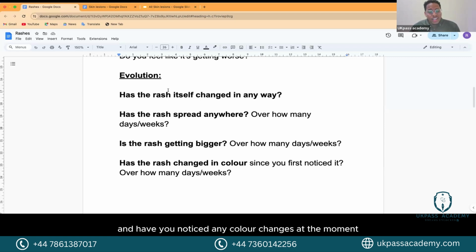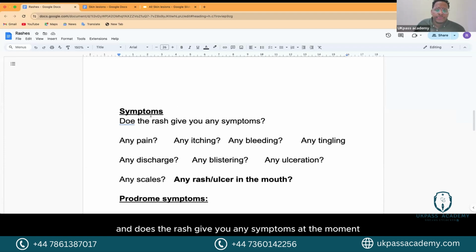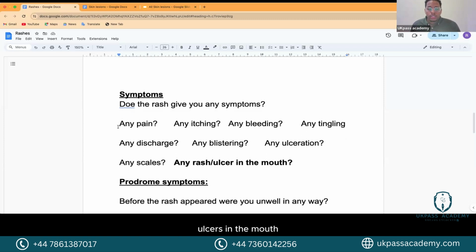Okay. And have you noticed any color changes at the moment? Okay. Yeah, I've noticed color changes. Okay. And does the rash give you any symptoms at the moment? Have you, again, open-ended, right? Any pain, itching, okay? Any bleeding, any tingling, okay? Discharge as well, okay, blistering, ulcerations, scales, okay? And if there's any rash or ulcer in the mouth, it's very important. Sometimes you have to ask about rashes or ulcers in the mouth.